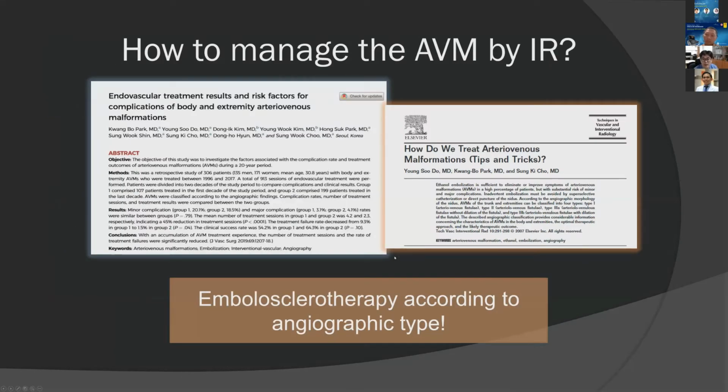Then how to manage the AVM by IR? These two papers are published from the Samsung Medical Center in South Korea. They treated more than 300 persons. So Professor Do always recommends that embolotherapy according to the angiographic type is very important. So I will share the angiographic classification and treatment techniques according to the angiographic type.